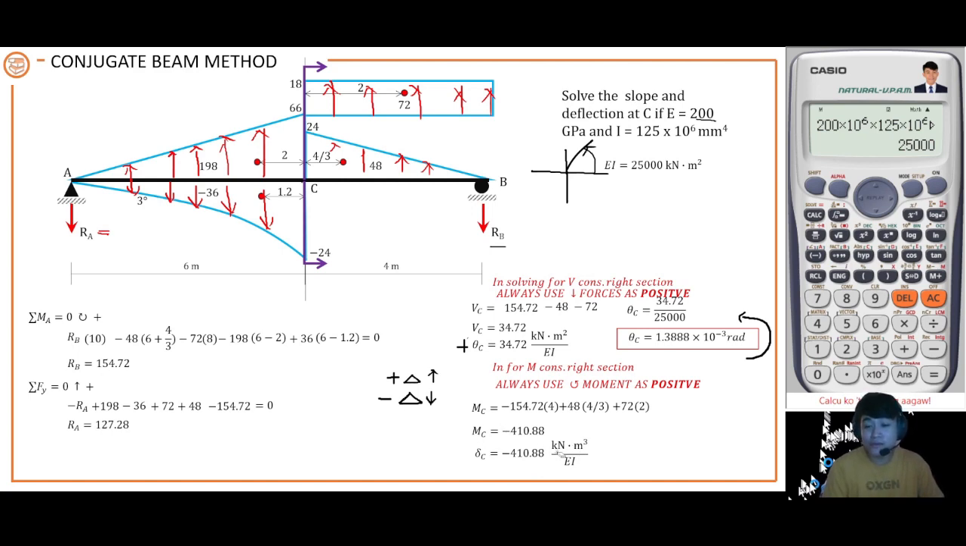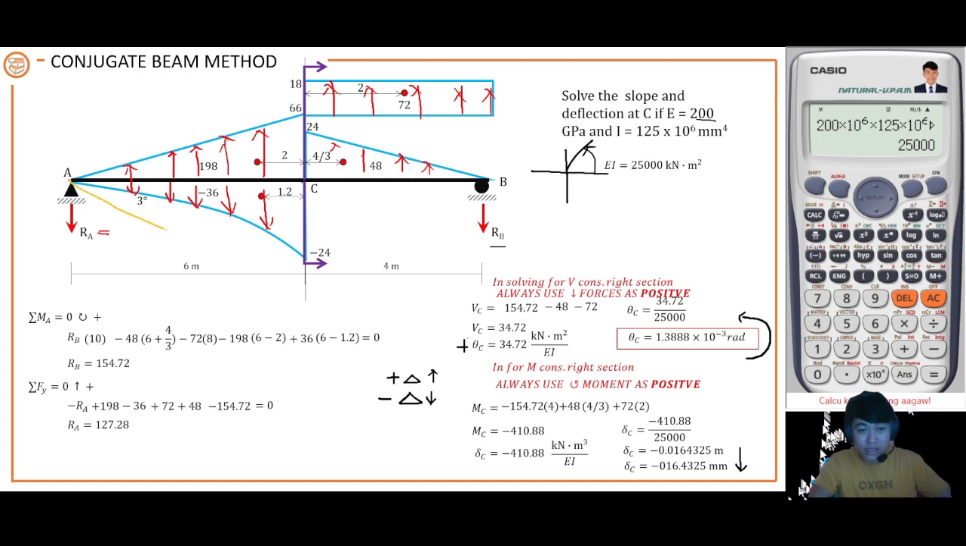So meaning we are going to substitute first the value of EI so that it will be in meters. Substituting the EI, negative means negative downward deflection. So we have negative 0.016425 in meters, in millimeters, that is 16.425 millimeter, or a downward deflection. So obviously at point C, it will deflect downward.